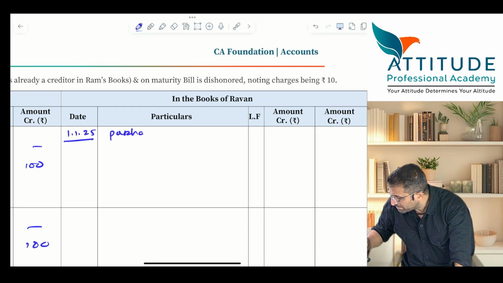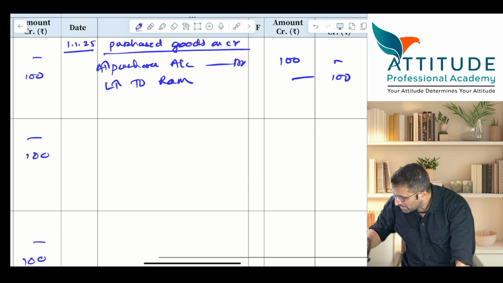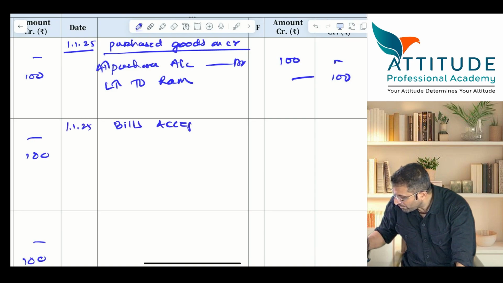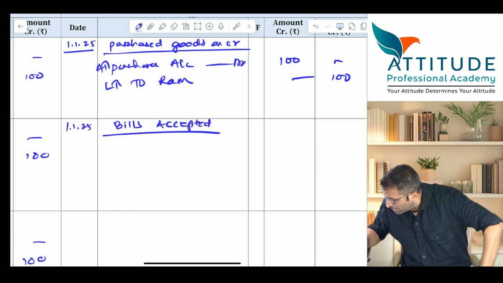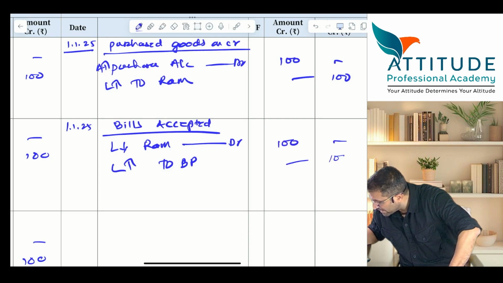Purchase goods on credit. Purchase account debit. Asset increases to Ram. Liability increases 100. Next. Bills accepted. Entry. Liability reduces. Ram account debit to another liability increases. Shambar. Next.